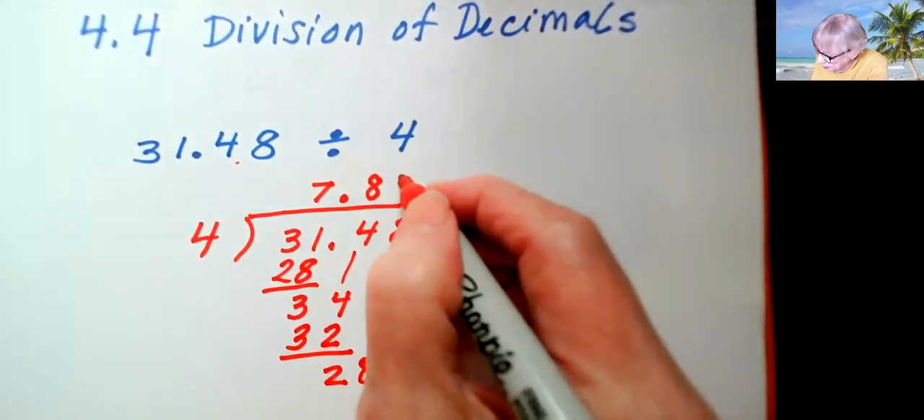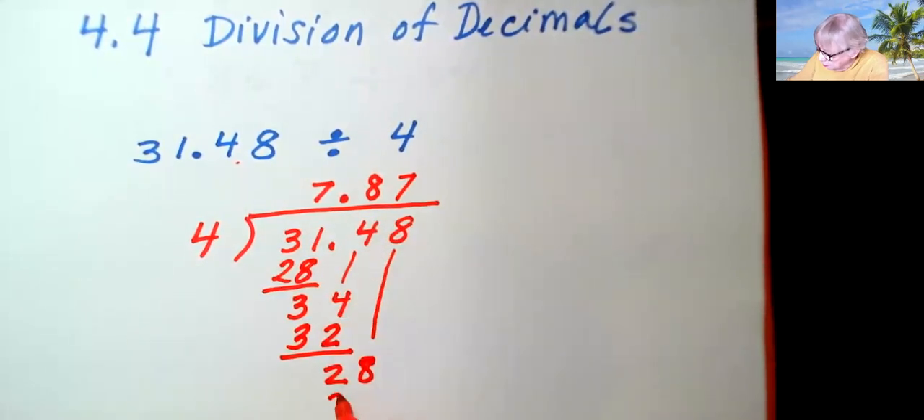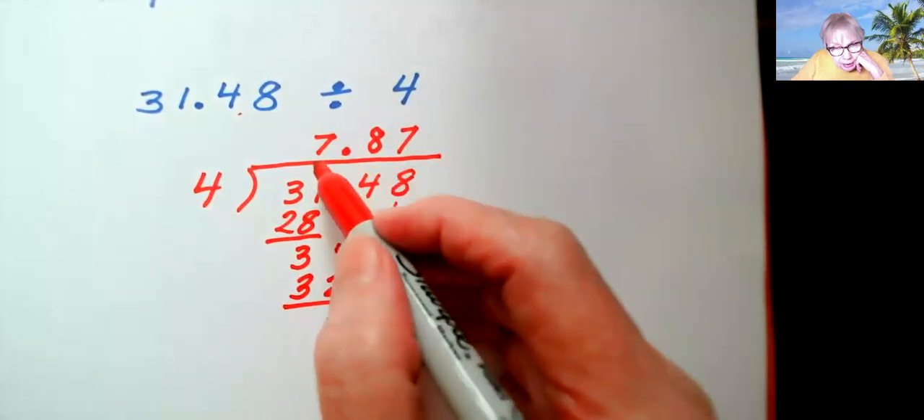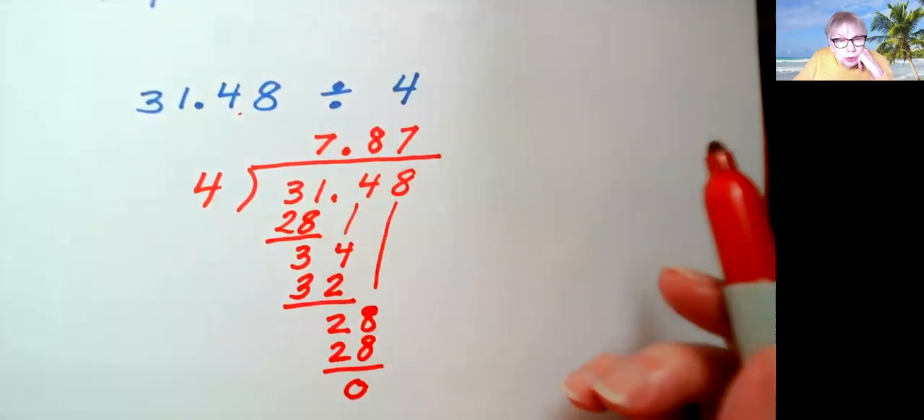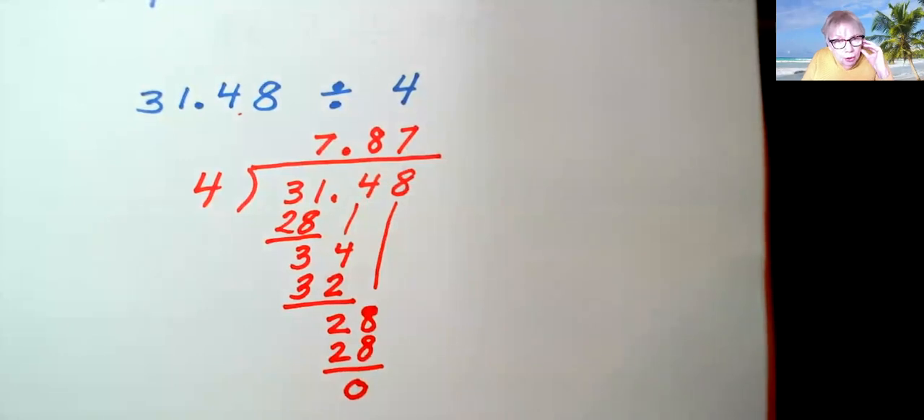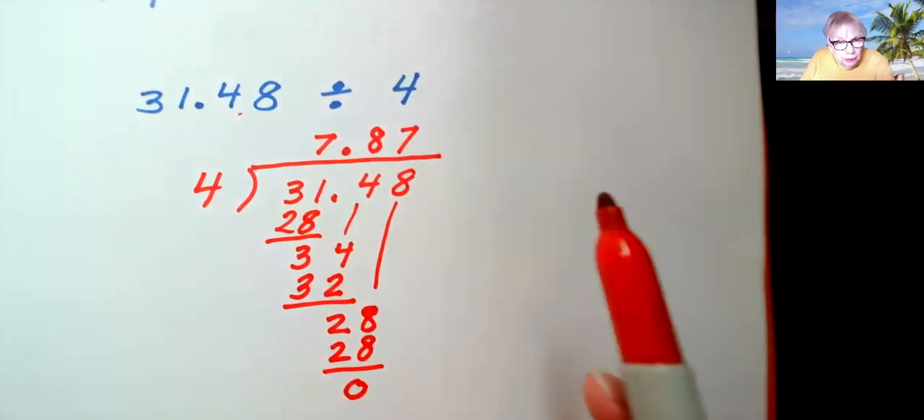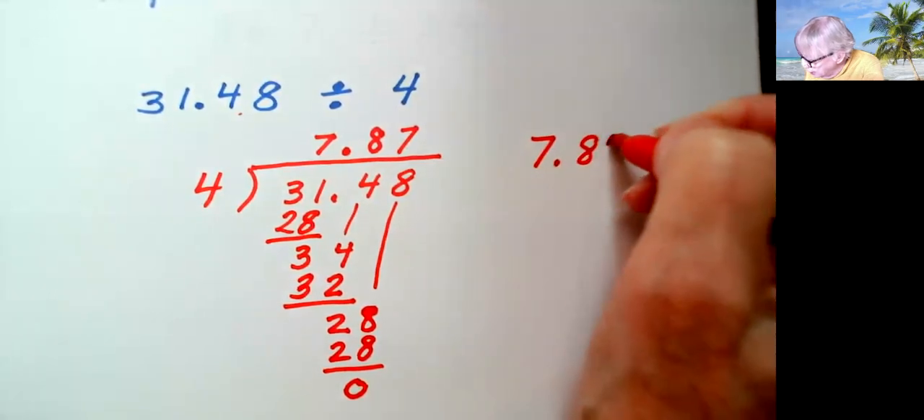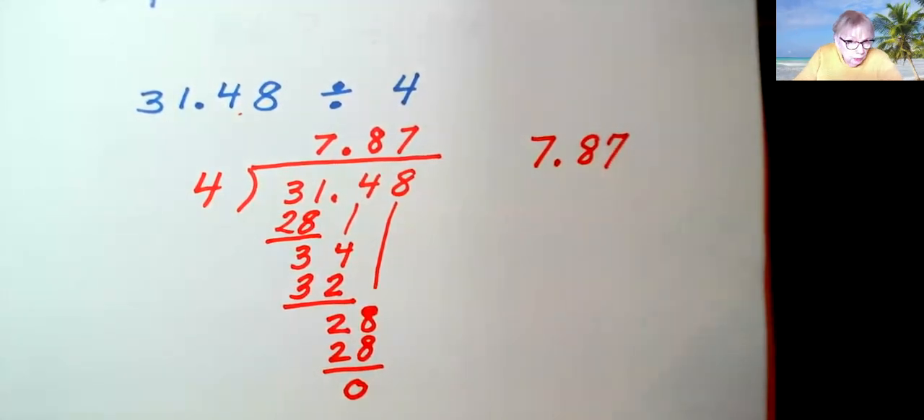4 into 28 is 7. 7 times 4 is 28. I want you to notice the remainder is 0. So if the remainder is 0, this is an exact answer, and there's no need for any rounding at all. So this is a good thing. Our answer would be 7 and 87 hundredths.